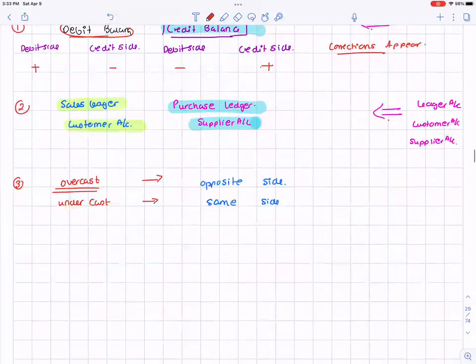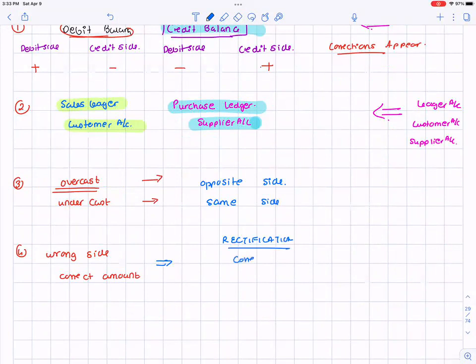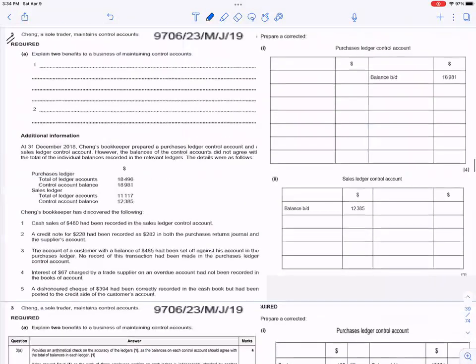Okay, and one more thing. If we enter the correct amount on the wrong side, what would the rectification be? Correct side, double amount. Okay? Yeah. Okay, fine. Keep this in mind.